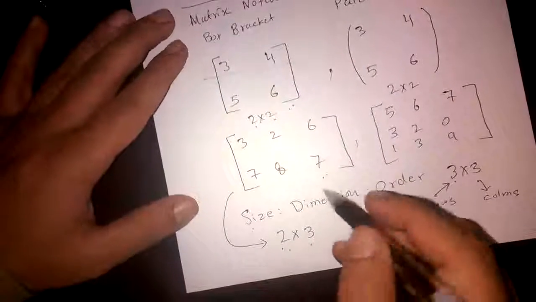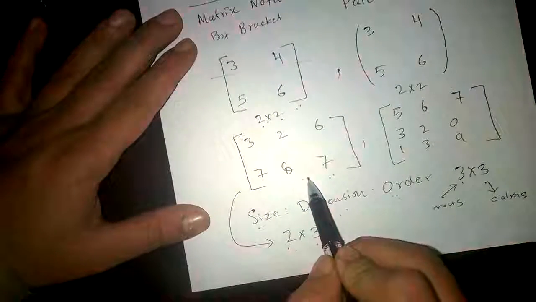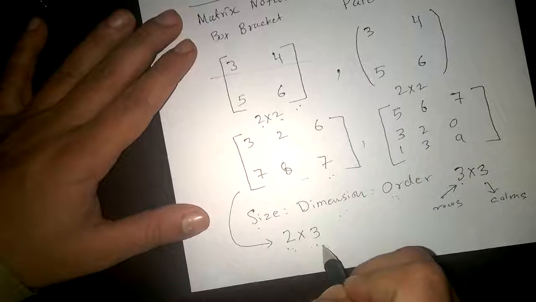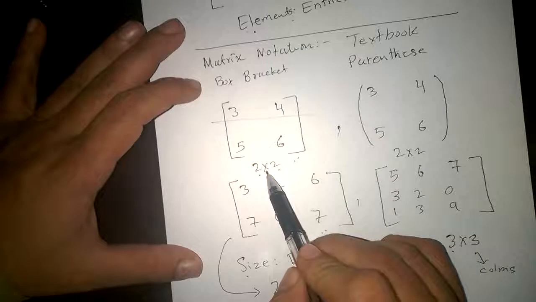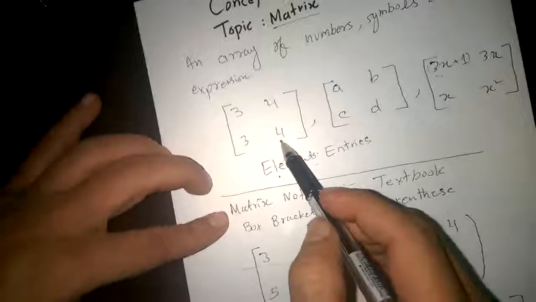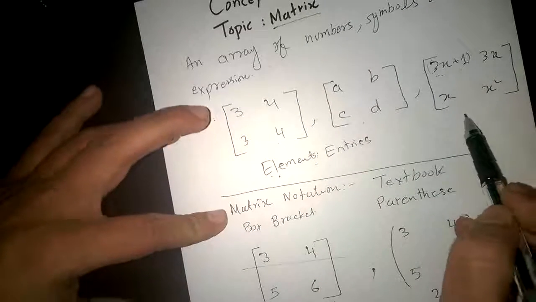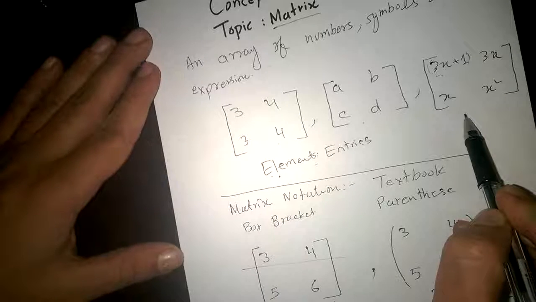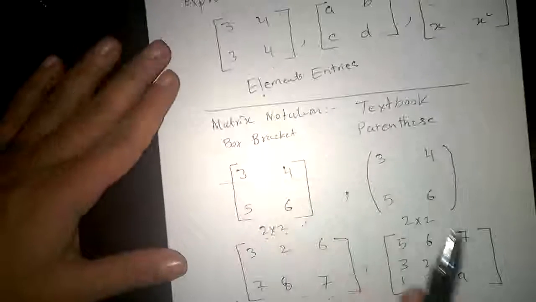So right here in our example, going back, this one is a rectangular matrix because it has 2 rows and 3 columns in it. But this one right here is a square matrix, and so are these 3 square matrices. Okay, that's it for now.